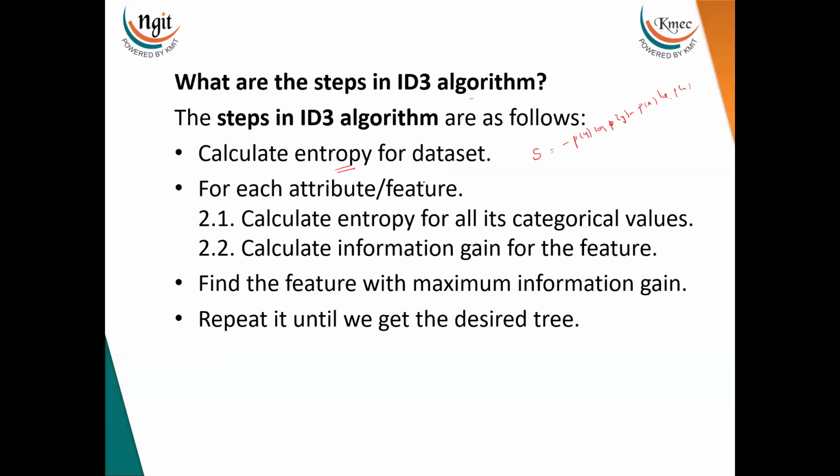For each attribute or feature, we need to calculate entropy for all its categorical values, and at the same time calculate the information gain for the feature. Once you know this entropy, we can easily find the information gain. Then find the feature with the maximum information gain. We repeat this process until we get the desired tree, where we reach leaf nodes that can't be split further. So these are the steps in the ID3 algorithm.